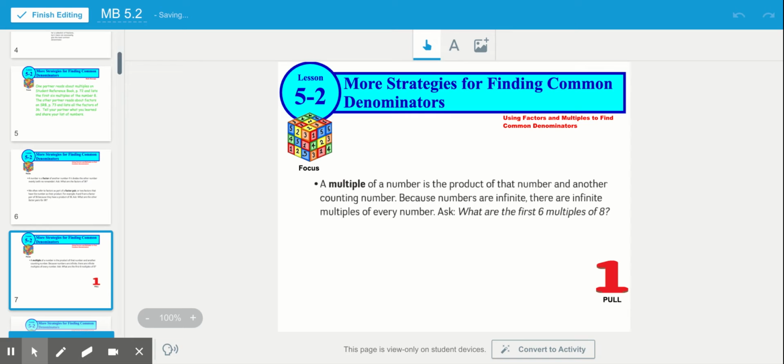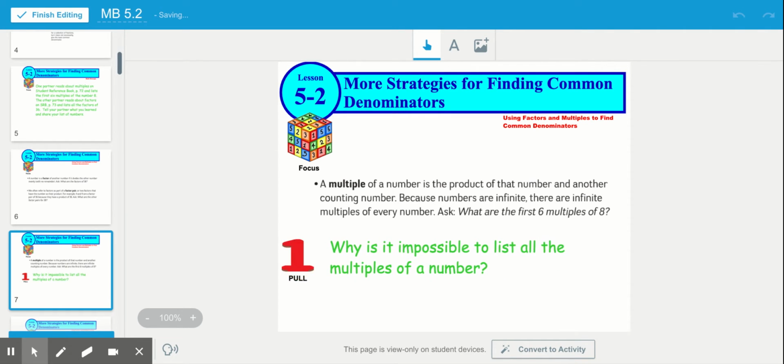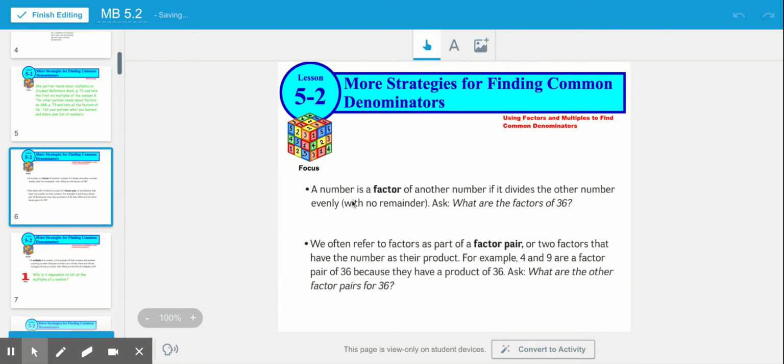A multiple of a number is the product of that number and another counting number. Because numbers are infinite, there are an infinite number of multiples for each number. So we might often see, what are the first 6 multiples of 8? For this, you'd be saying 8 times 1, 8 times 2, 8 times 3, and so on. Why is it impossible to list all the multiples of a number? Our answer is right here in this definition. Because numbers are infinite, there is an infinite possibility because we can do 8 times a million, 8 times 2 million, and so on. We can keep going on and on. Multiples are never ending, where factors have a set amount.